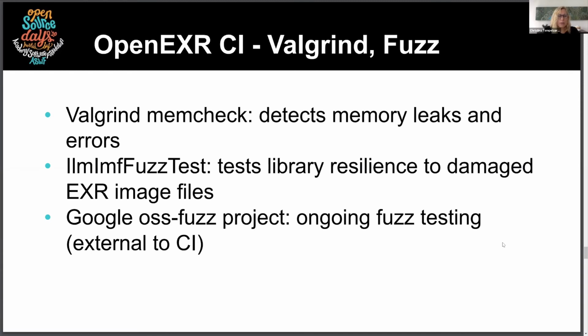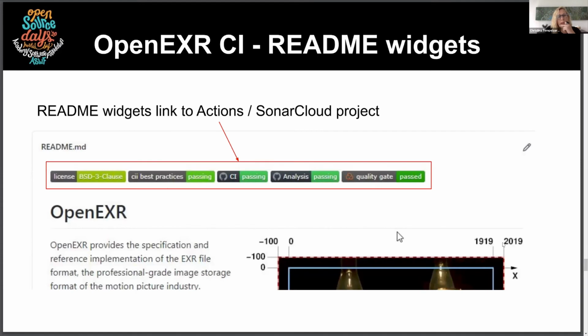And then I also want to mention that external to our CI, we're also now monitored by the Google OSS Fuzz project, which is an online fuzzing tool, and that combines a bunch of different fuzzing engines with a bunch of different sanitizers, and then reports back to us potential security vulnerabilities or potential stability issues that we can then address.